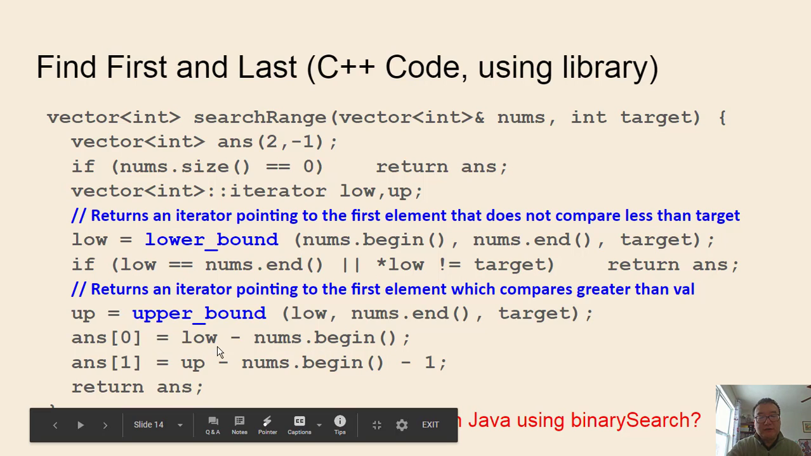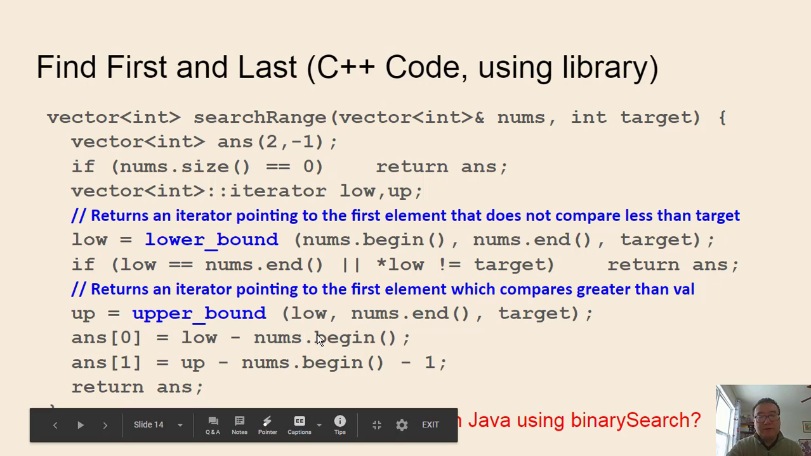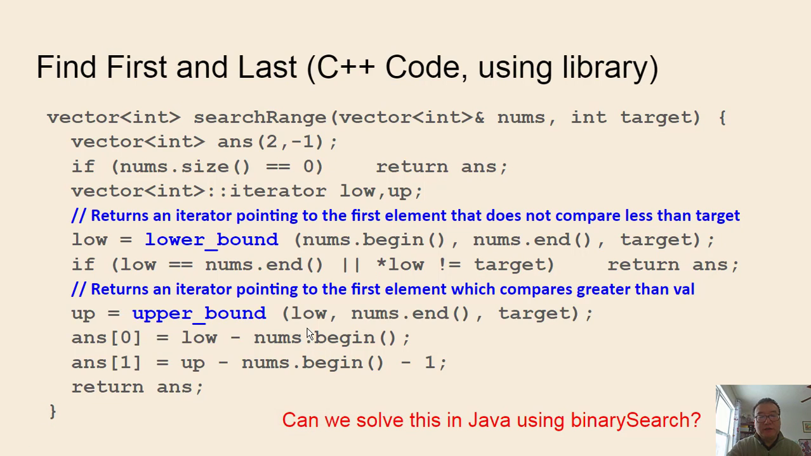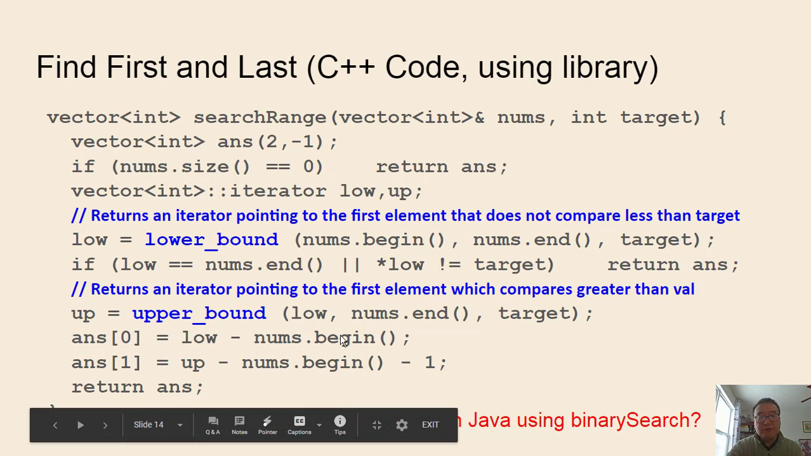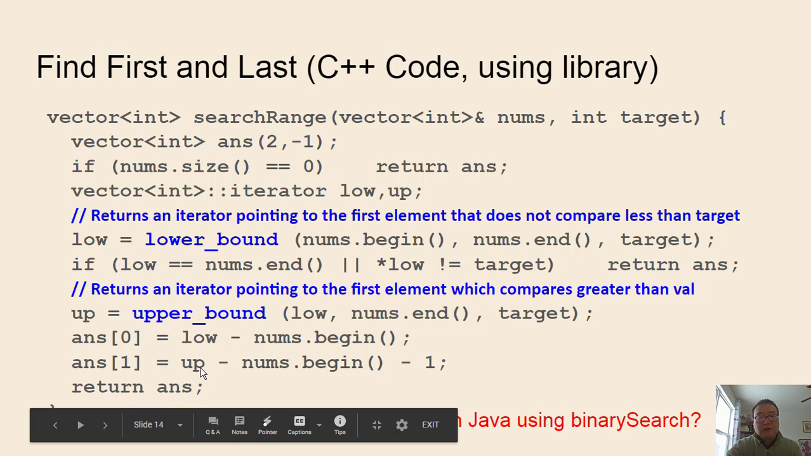This subtraction on iterators gives the number of elements in between, so you can think of this as index arithmetic. Begin points to 0, and if low points to 5, then this will give us 5, which also means the element at index 5 is pointed to by this low iterator. And answer 1 should be up minus 1, because up points to the thing after the last occurrence of target, so we need a -1 here. So this is how to solve this using C++.